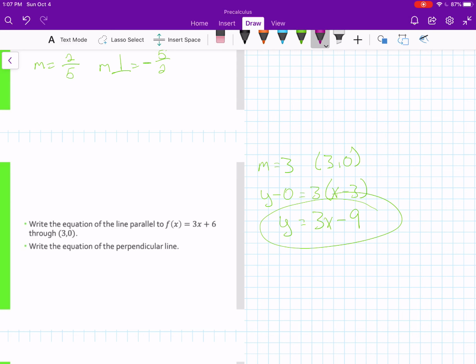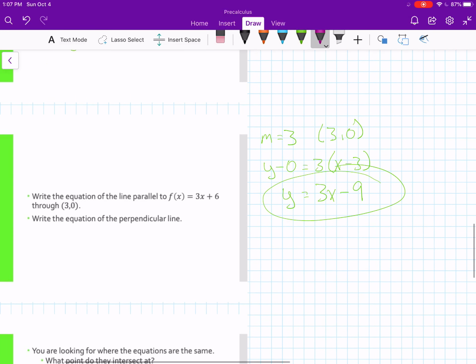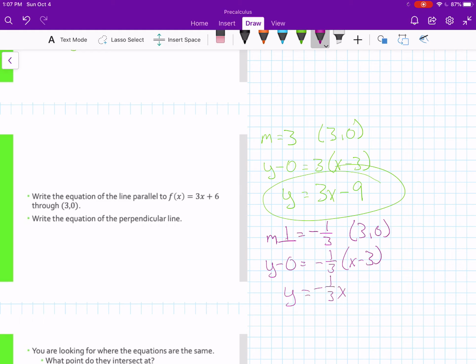For the perpendicular line, we're going to take the negative reciprocal for the slope, and that's going to be negative 1/3, still going through the point 3, 0. So y minus 0 equals negative 1/3 times x minus 3. So y equals negative 1/3 x plus 1. So these two lines both go through the point 3, 0, and they are perpendicular.